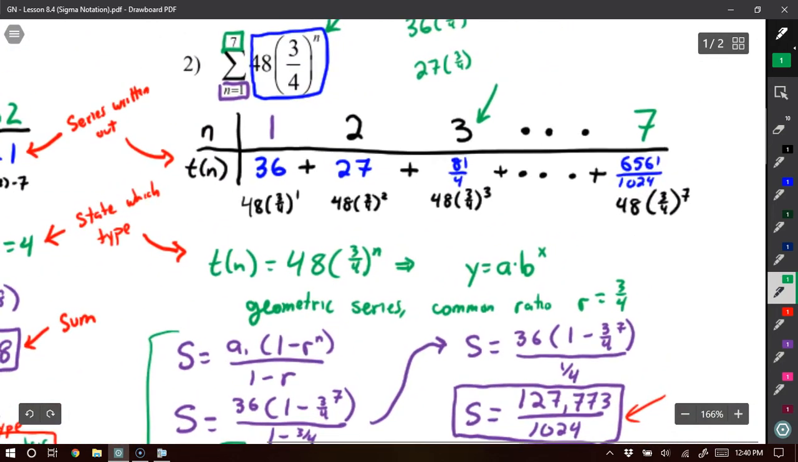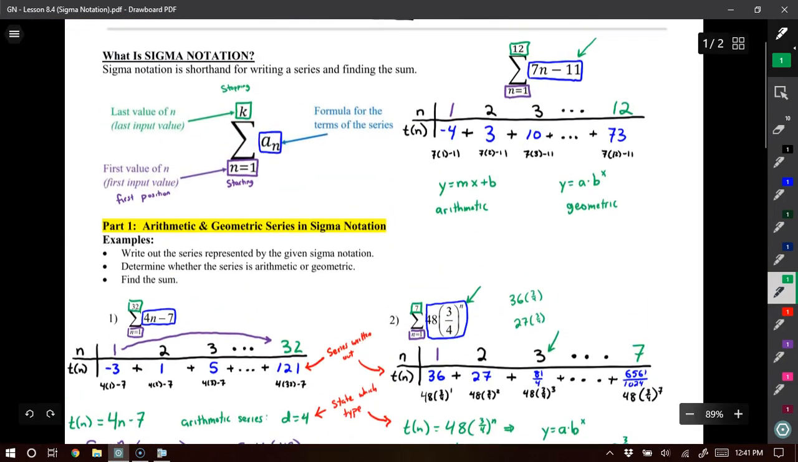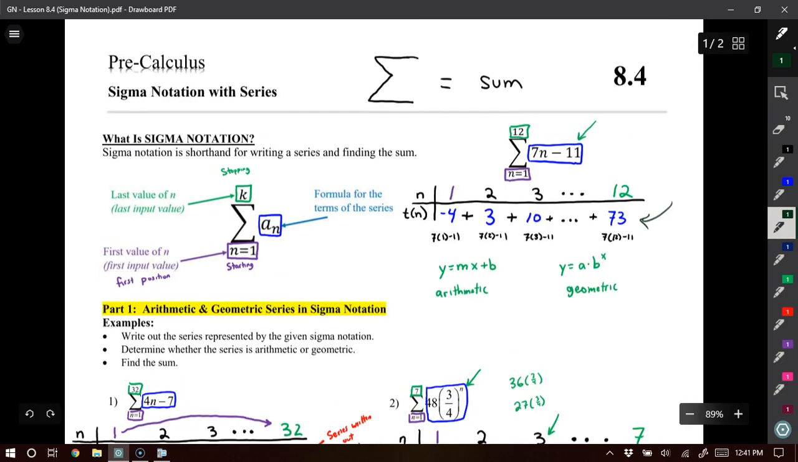And we've learned how to deal with the table. We just now have to learn how to read sigma notation. And then we could generate our series. And once we get our series, that's no different than 8.2, no different than 8.3. If you have any questions over sigma notation with the arithmetic series, geometric series, infinite geometric series, please reach out.